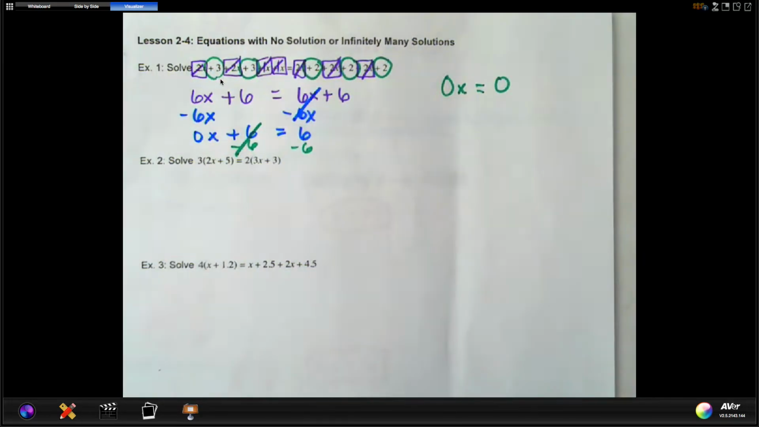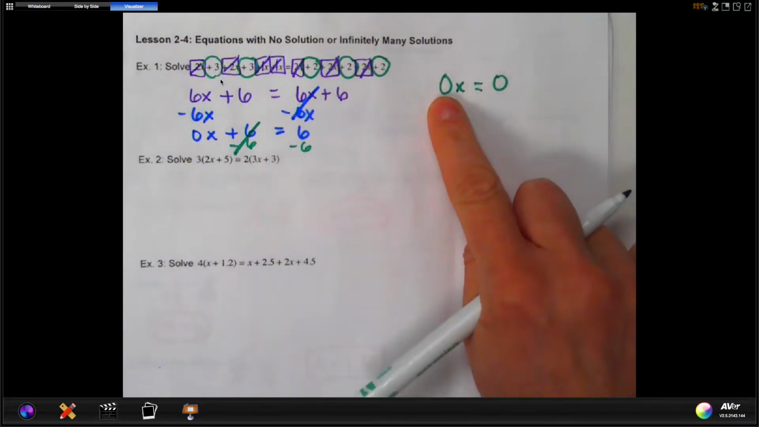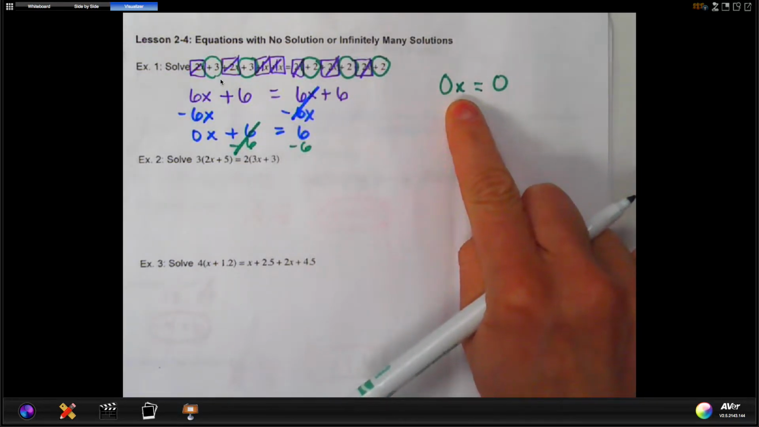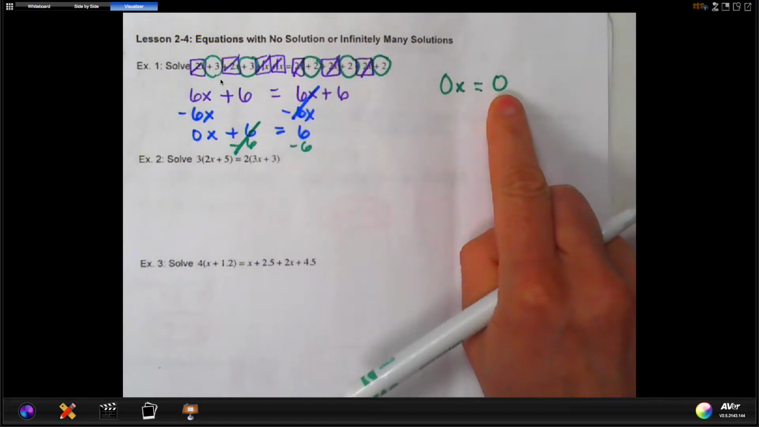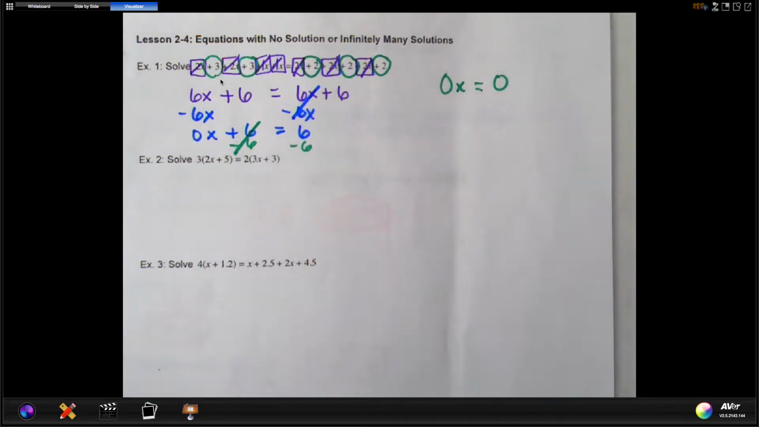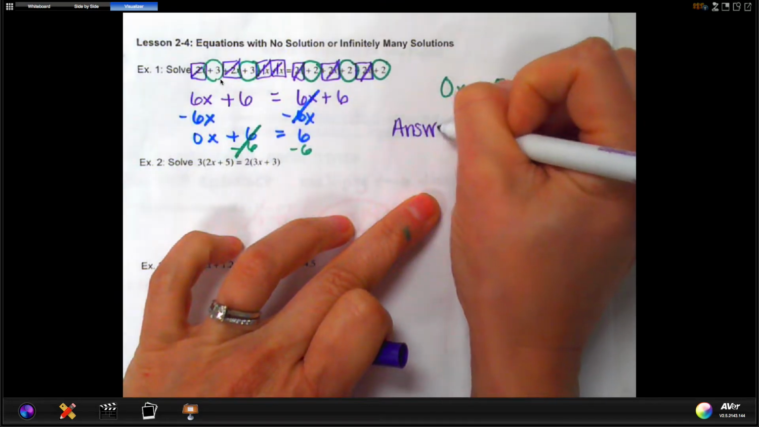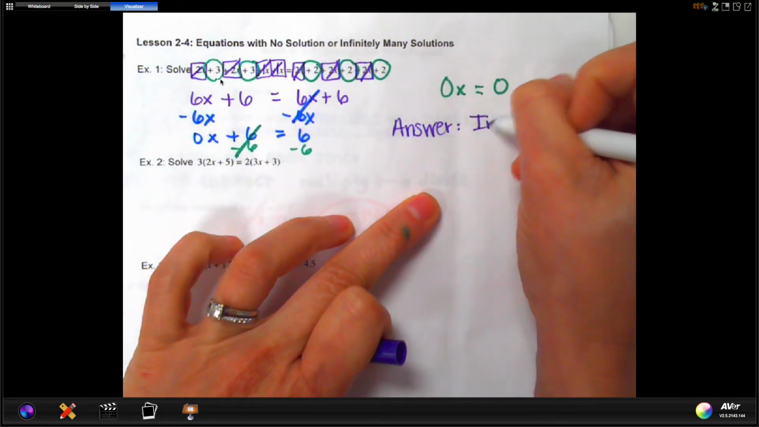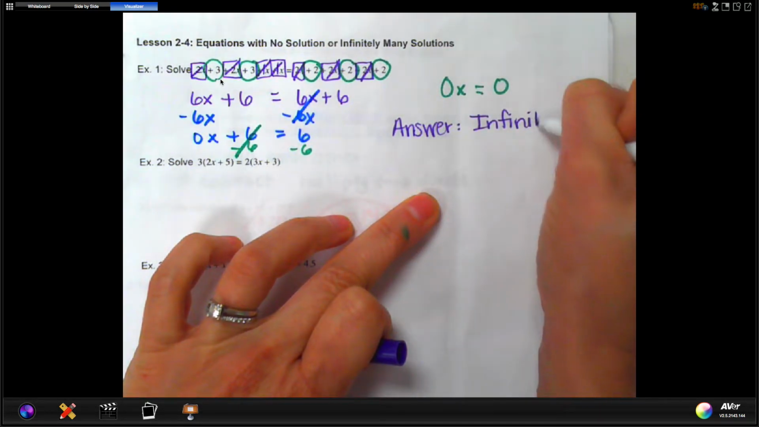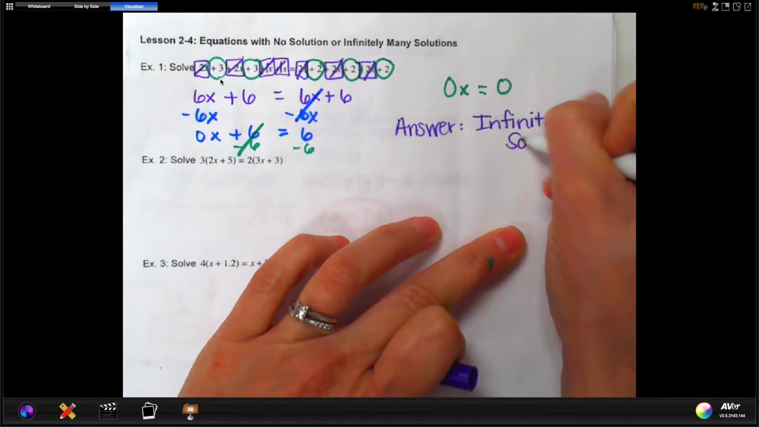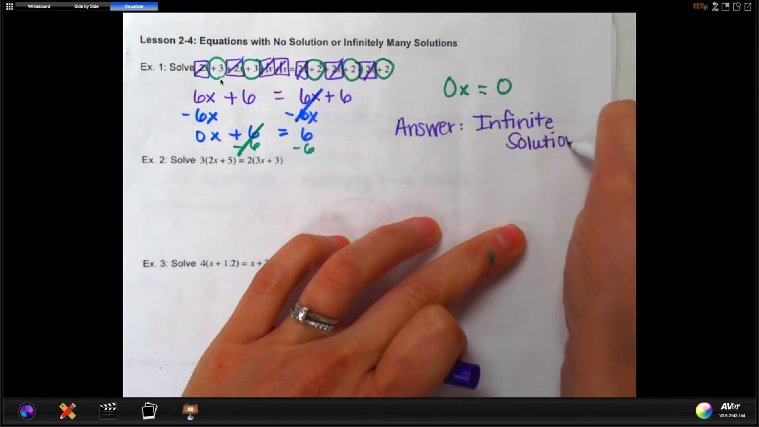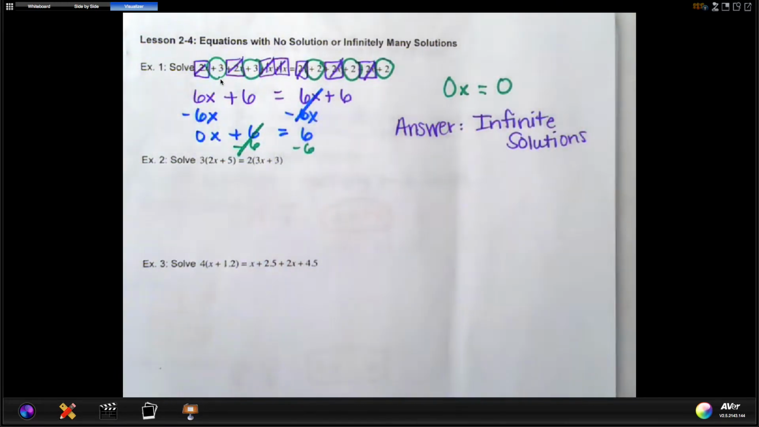Okay, so the idea, let's think about this. This is going to be a number. 0 times any number we put in here is going to equal 0. This works every single time. So our answer here is not just one number. Our answer, when this happens, is infinite solutions. That means that every single number that you can think of to put in for x is going to work.